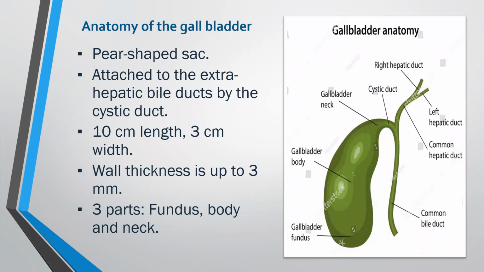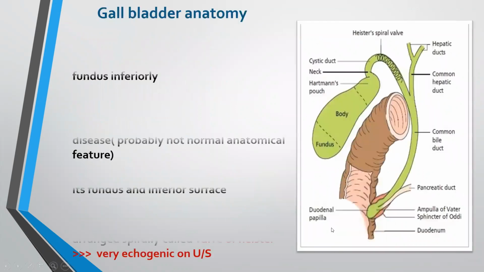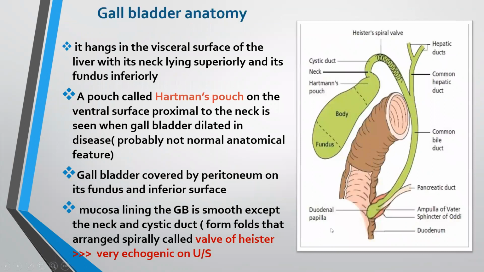It's about 10 centimeters in length and 3 centimeters in width. Its wall thickness is up to 3 millimeters. It's composed of 3 parts, the fundus, the body, and the neck, as we see here in this image. It hangs from the visceral surface of the liver with its neck lying superiorly and its fundus inferiorly.